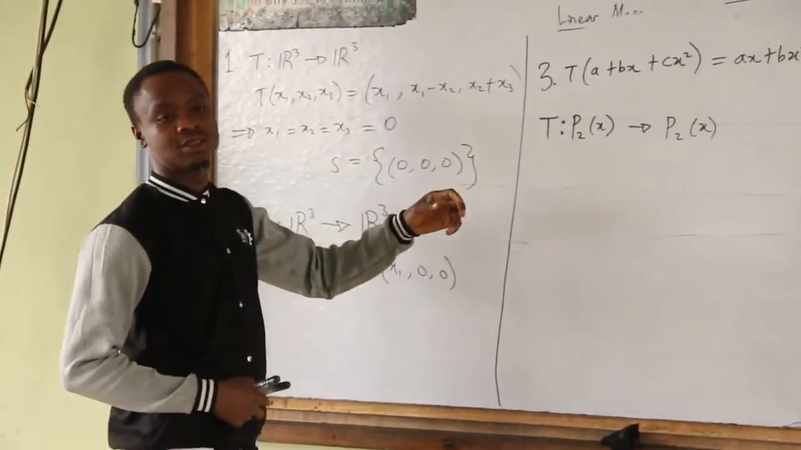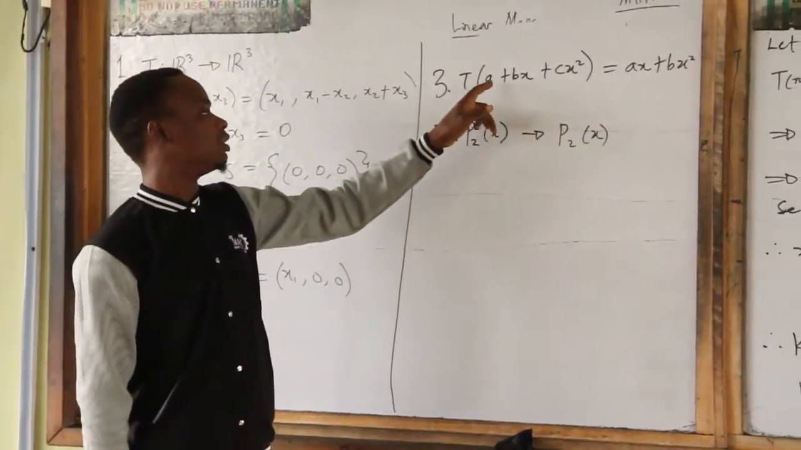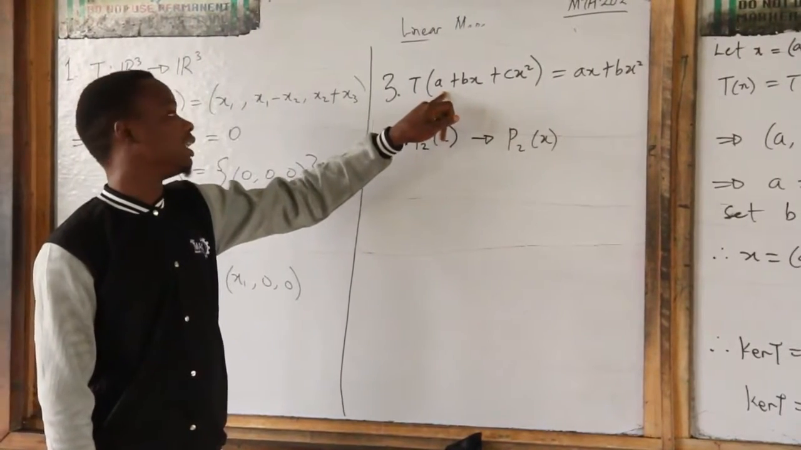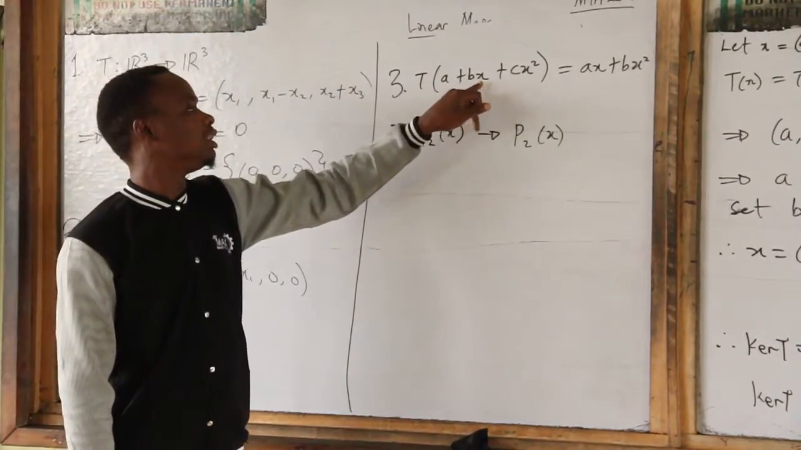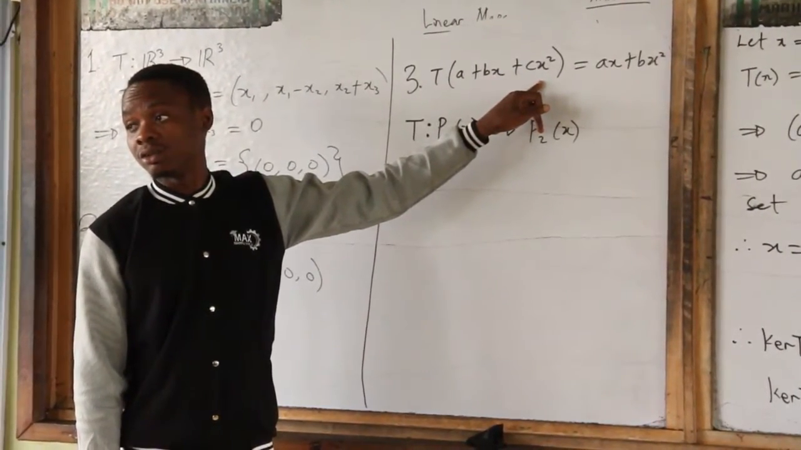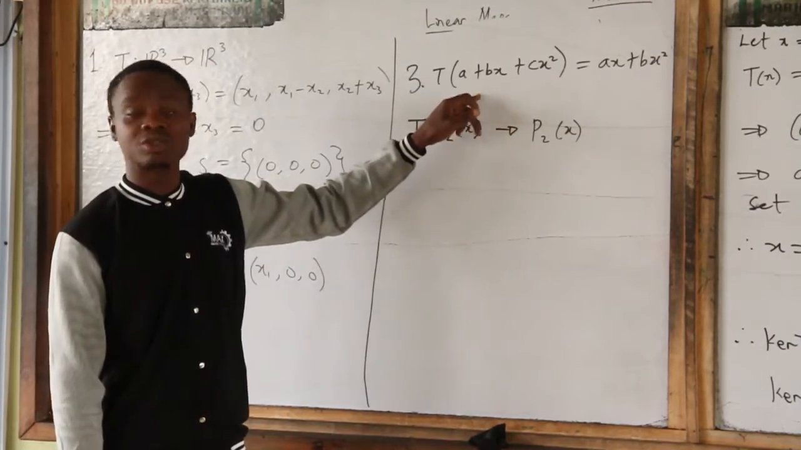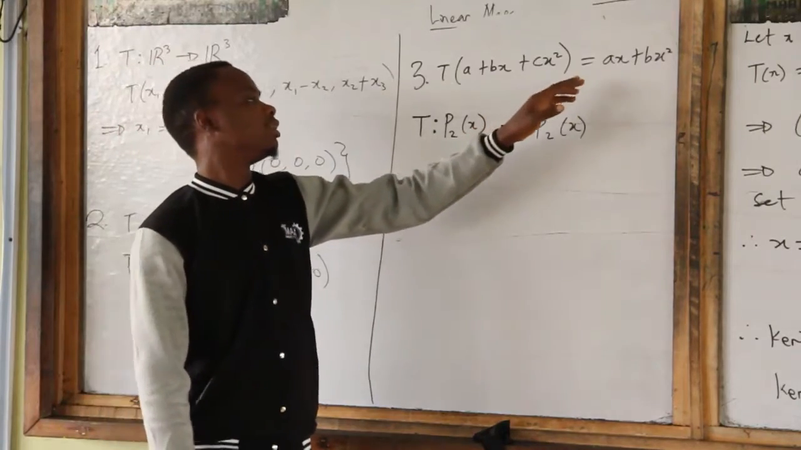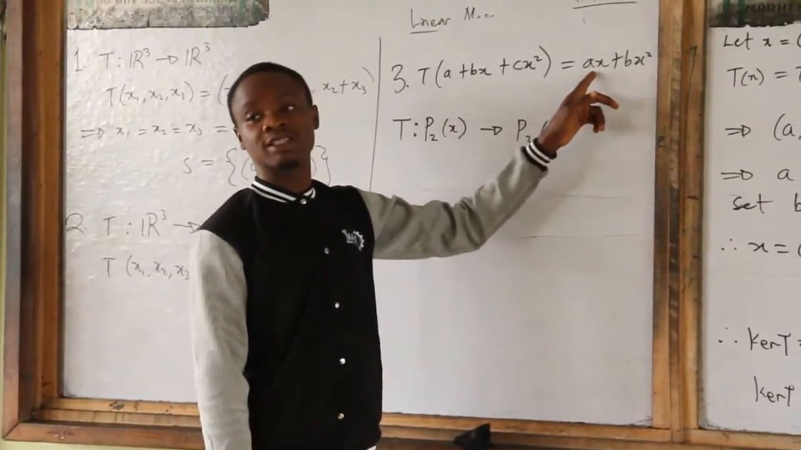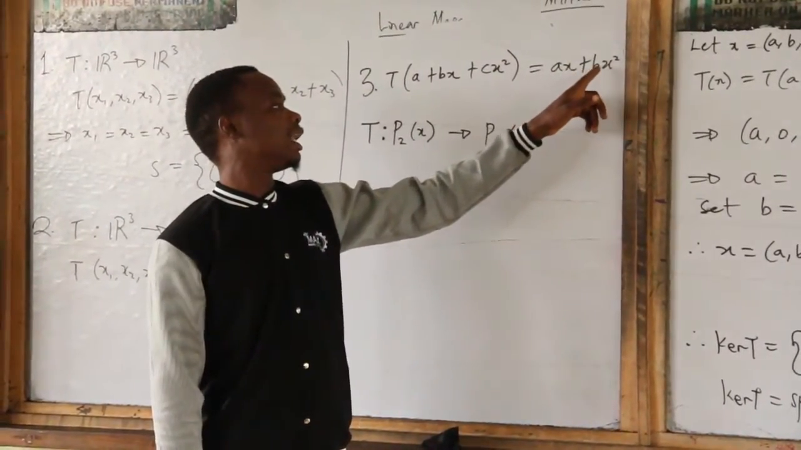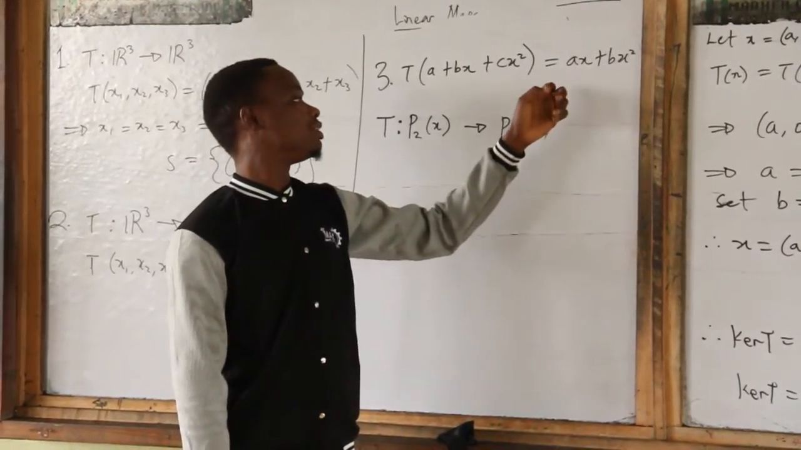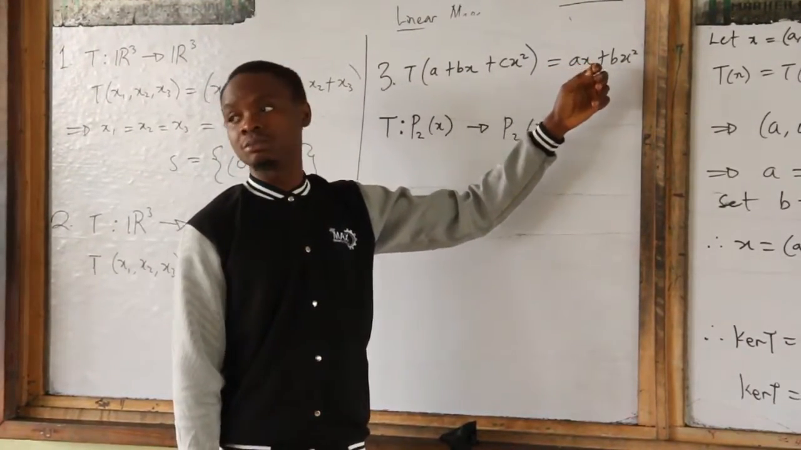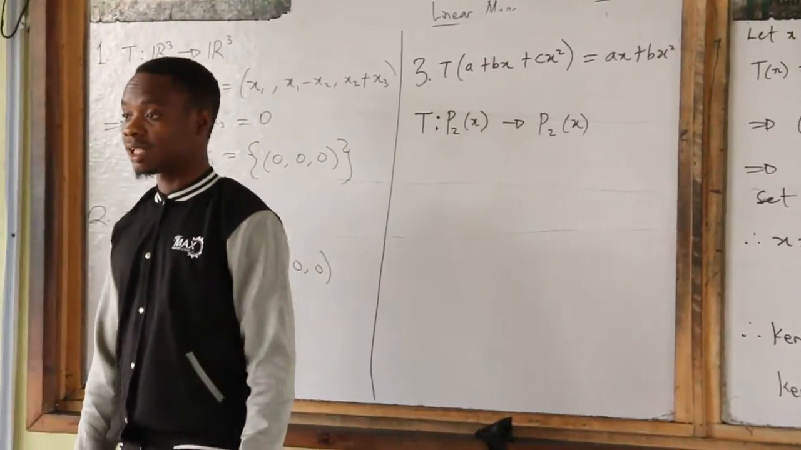Alright, so basically what we are concerned with is what? These elements here: A, B, and C. Is that clear? So those are the inputs. These are just coefficients. So I'm not concerning myself with the x and x squared. Coefficients are just A and B. Is it making sense?